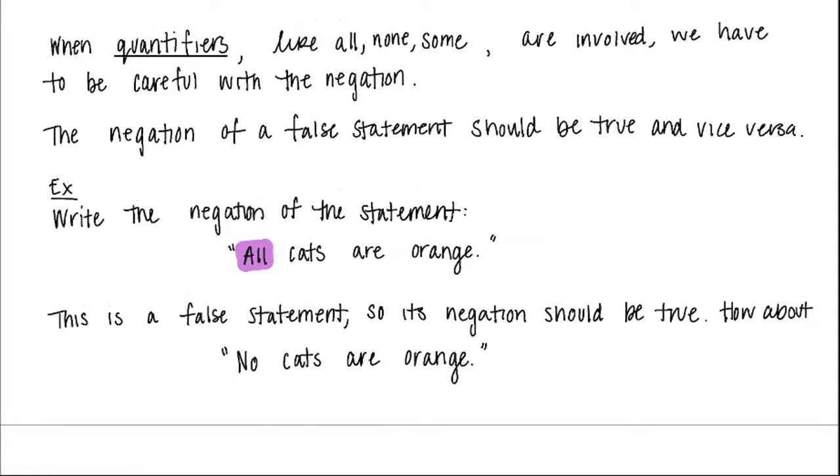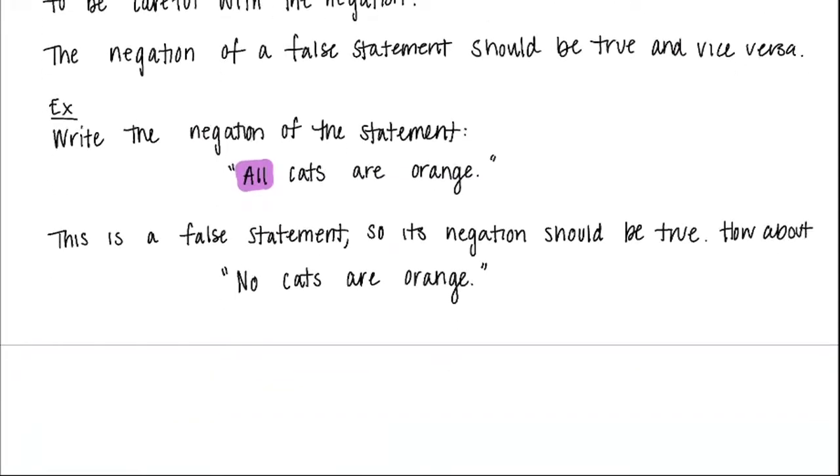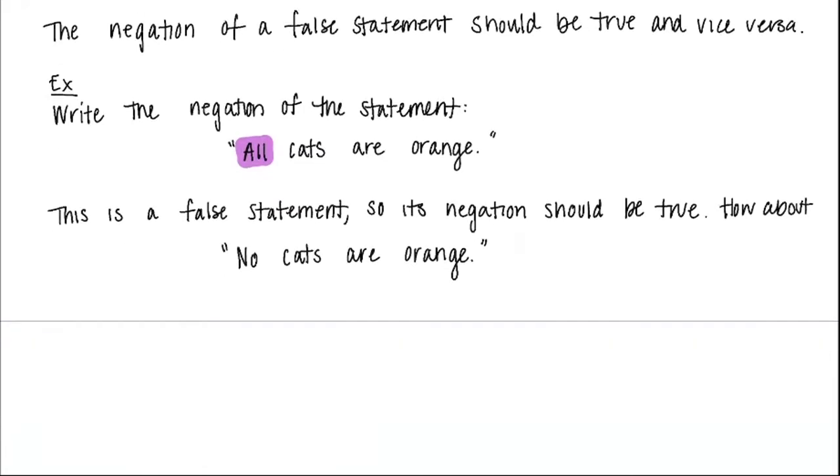Okay. But the problem is here, that's still not a true statement. There are cats that are orange. So I went from a false statement to another false statement. So that's definitely not the right negation. Okay, so the problem is, this is not a true statement though. So this isn't the correct negation.